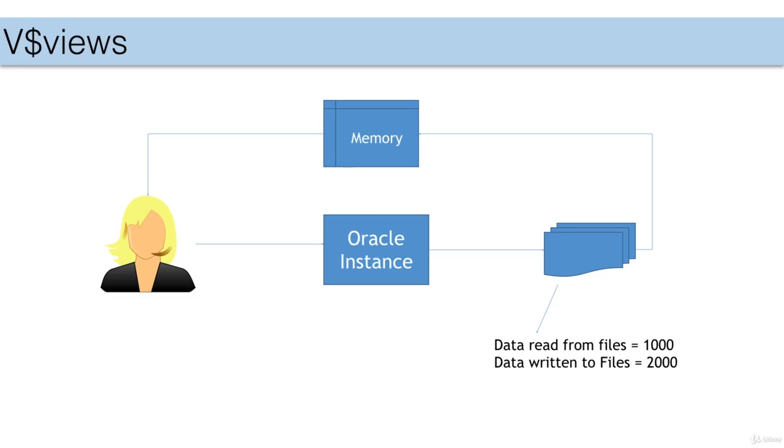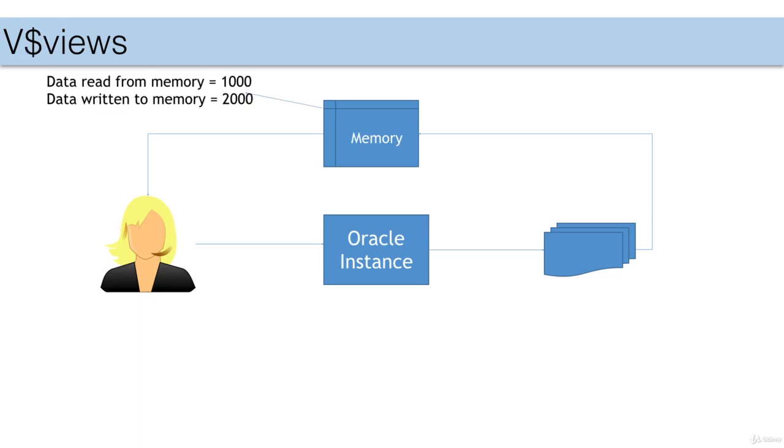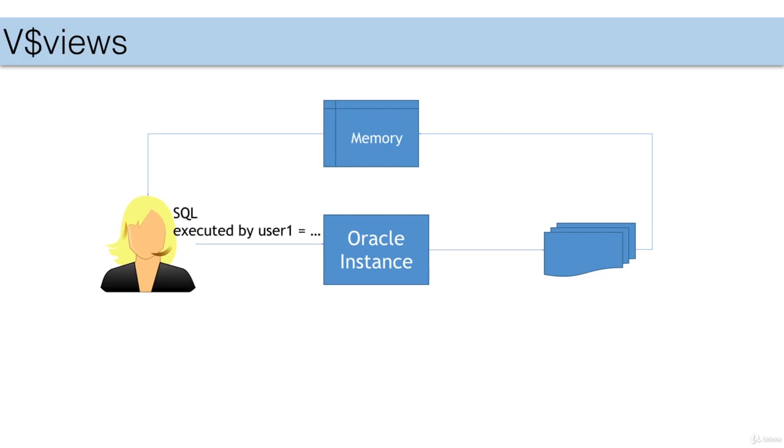For example, what is the total data that is read from files? What is the total data that is written into the files in what time? These are the measure of the performance with respect to input-output. How much data is read from or written into memory in what time is something that tells us the performance with respect to memory, isn't it? What are the SQLs executed by the user? How much time they have taken? These are all the statistics that help us know the actual performance of user queries.